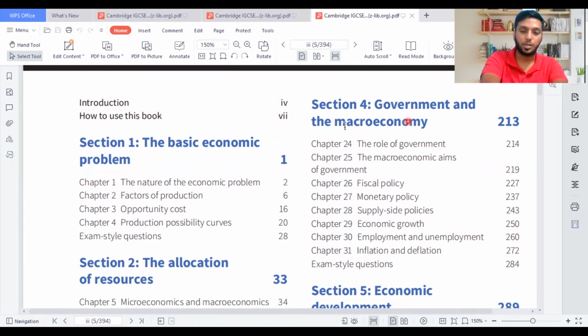Section 4 speaks about government and the macroeconomy, the role of the government. Chapter 25, the macroeconomic aims of the government. Chapter 26, fiscal policy. Chapter 27, monetary policy. Chapter 28, supply side policies. Chapter 29, economic growth. Chapter 30, employment and unemployment. Chapter 31, inflation and deflation.